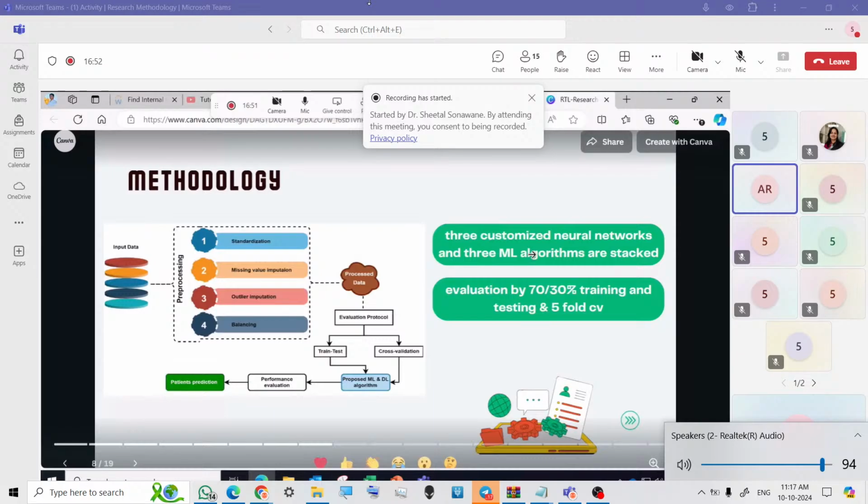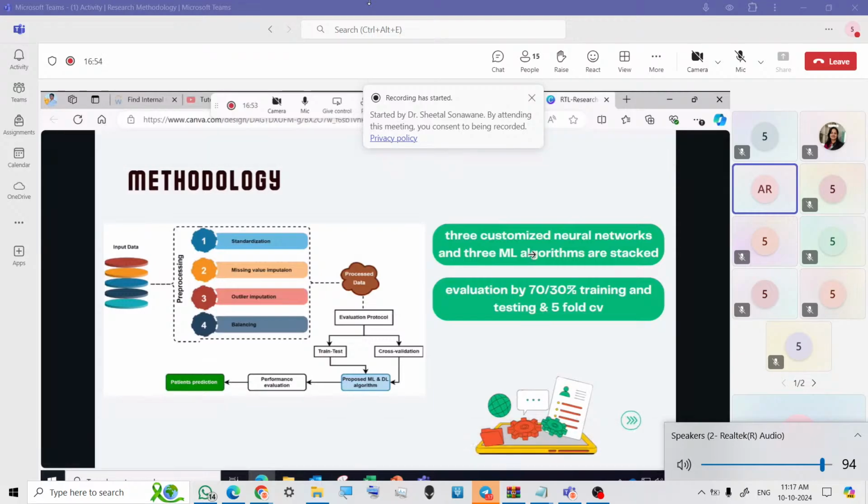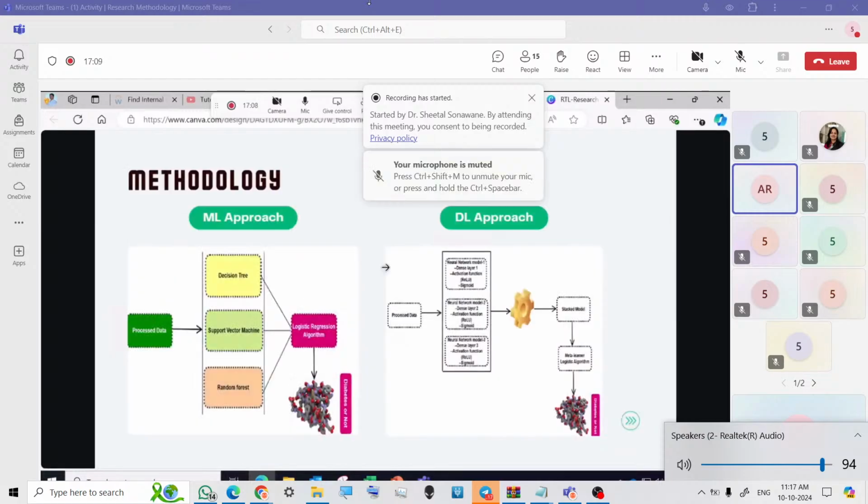First of all, we are having neural networks, which are stacked together, three kinds of neural networks. And post that we are having three kinds of ML algorithms which are stacked to get the desired output. So let's get started with the first approach, the ML approach. In the ML approach, we are feeding the processed data to three kinds of algorithms: decision tree, SVM, then random forest.